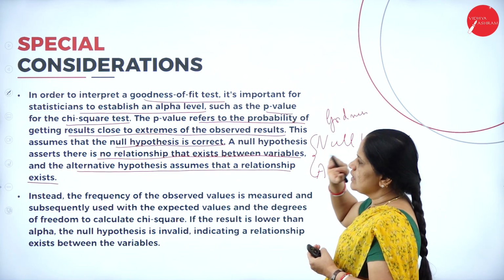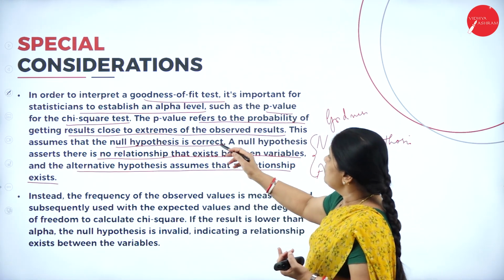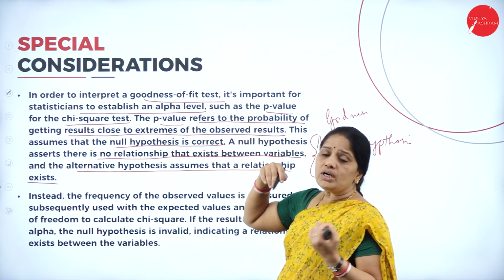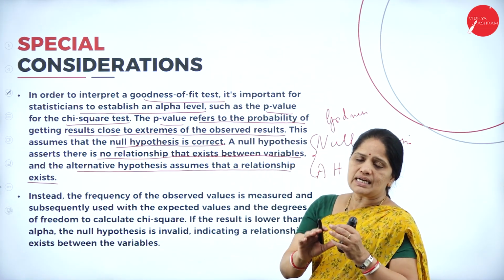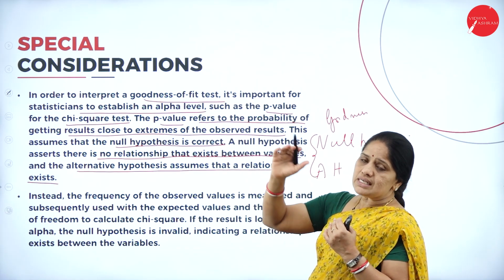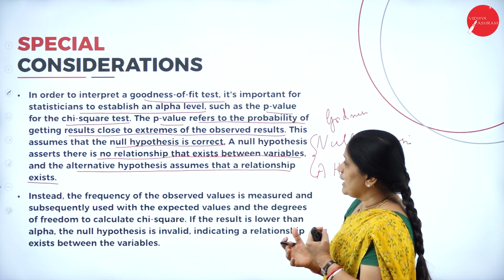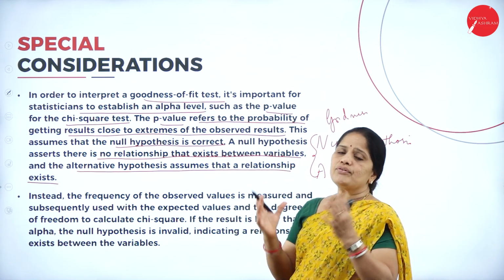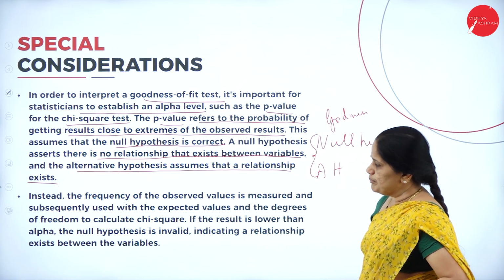Now, for this goodness of fit test, the first thing is we have to establish the p-value. Now, what is the p-value? P-value is the probability of the results getting close to the extremes of the observed values. So, what is the highest observed value? That will be considered as the p-value. So, with the help of all this, we will be able to establish the null hypothesis.